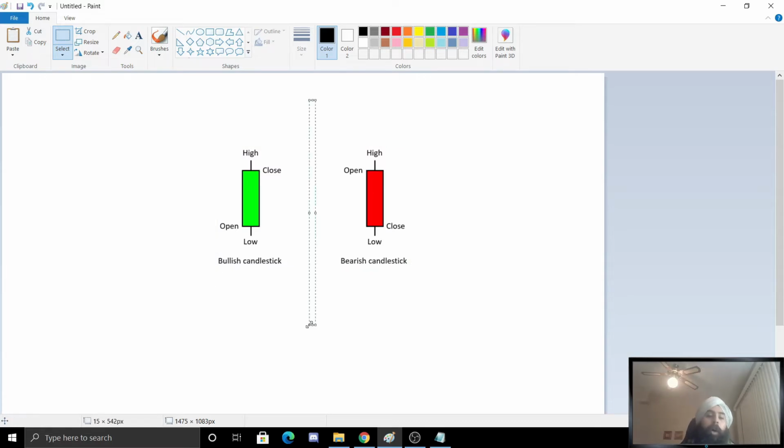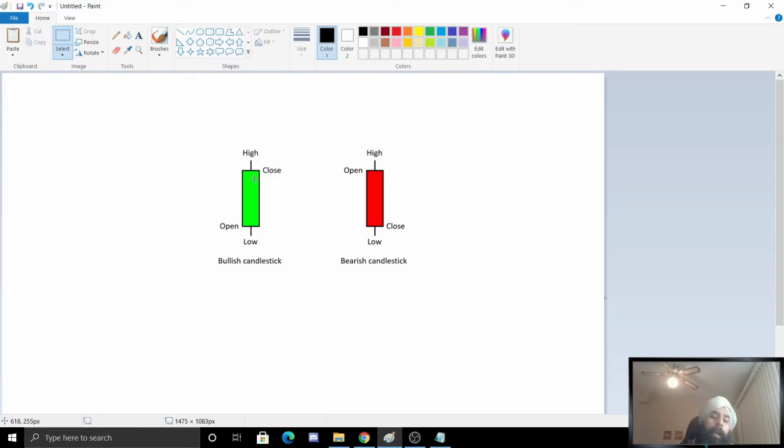Okay, so take it this way. A green candle opens over here and closes over here, and the red candle opens over here and closes over here. The biggest difference between the red and the green candle is that the green candle opens below and closes up. The red candle opens up and closes below.